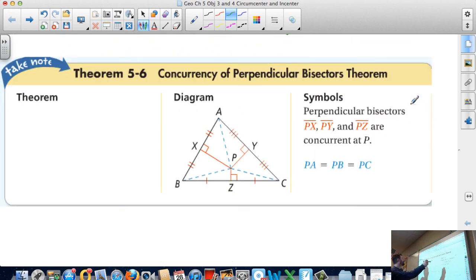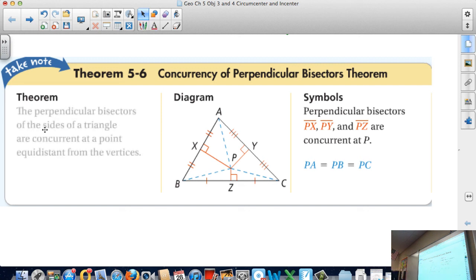All right, so we're going to look at what happens when we look at the concurrency of perpendicular bisectors. We're going to look at what happens when we have a triangle and we find the perpendicular bisector of the three different sides of that triangle. And here's what the theorem gives us: the perpendicular bisectors of the sides of a triangle are concurrent at a point equidistant from the vertices. There's a lot going on here.